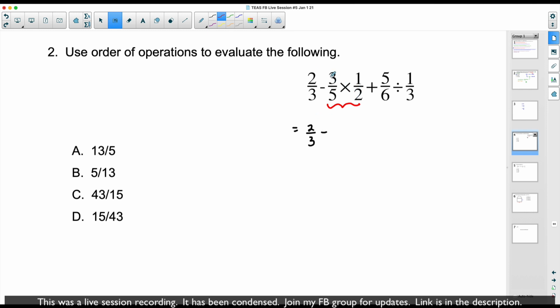Multiplying our fractions, the way you multiply fractions, you take top times top, bottom times bottom. You do not cross multiply. You do not need a common denominator. When you multiply fractions, top times top, 3 times 1 is 3, over bottom times bottom, 5 times 2 is 10. Now, I don't want to mess around with the addition yet either because we still have this division over here to take care of.